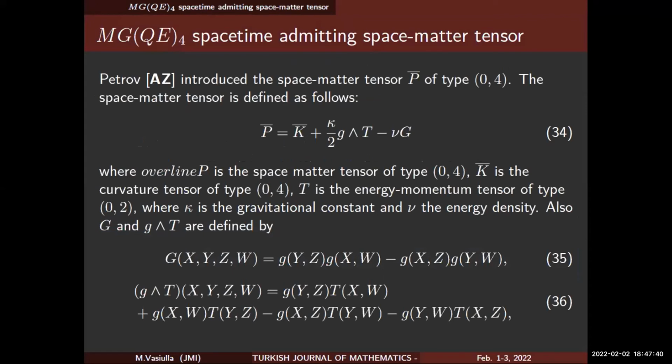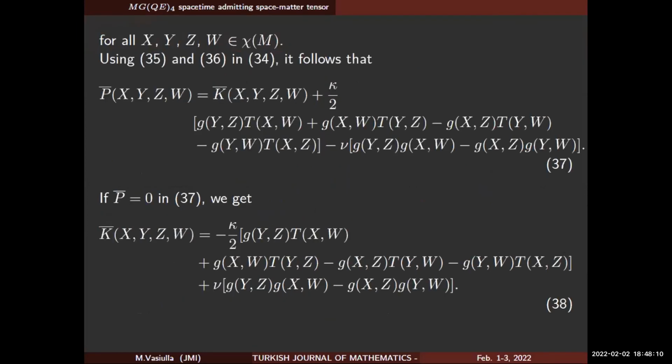To introduce the space matter tensor P bar of type 0 4, the space matter tensor is defined as follows, which is 34, where P is the space matter tensor of type 0 4 and K bar is the curvature tensor of type 0 4. T is the energy momentum tensor of type 0 2, kappa is the gravitational constant, and nu is the energy density. And G and G, which product T, are defined as 35 and 36 for all x, y, z in Chi(M), the set of all differentiable vector fields. Using 35 and 36 in 34, it follows that 37.